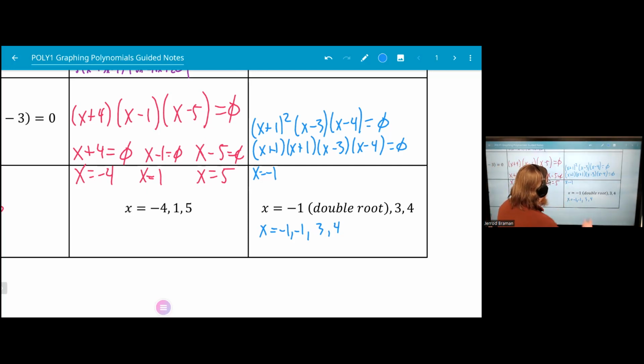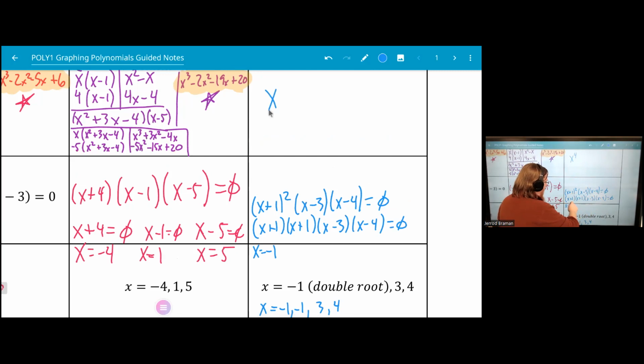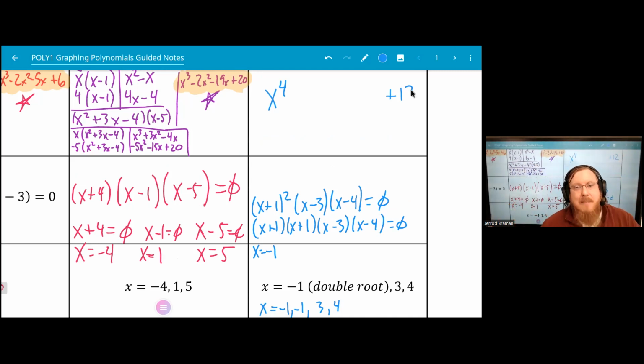All right, so I'm going to make sure we know the first term. I've got x times x times x times x, or x squared times x times x. That first term will be x to the 4th. My last term, I've got 1 times 1 times -3 times -4, so this is going to end up being a positive 12. Now we can go ahead and do that multiplication. I'm not going to show you that multiplication this time. It's just taking it one more step than what we did in the last one.